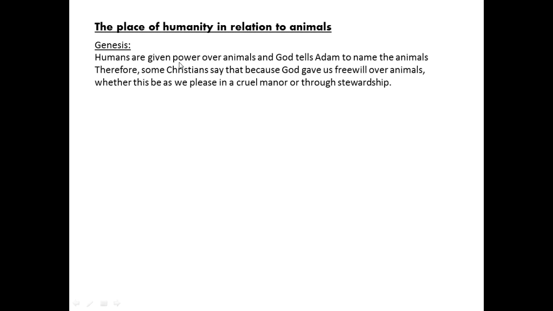Now, we also need to look at the place of humanity in relation to animals. In Genesis, again, Genesis is a key thing for this topic, we learn that humans are given power over animals, and that God actually tells Adam to name the animals. Therefore, many Christians infer from this that because God has given us this free will over animals, whether this be as we please or in a cruel manner or through stewardship, we can essentially do what we want with animals.